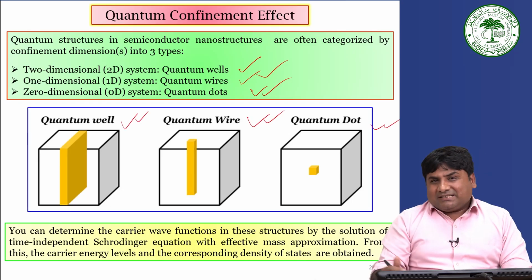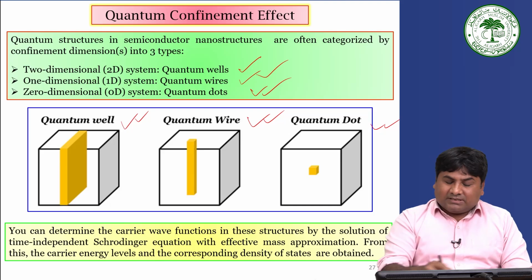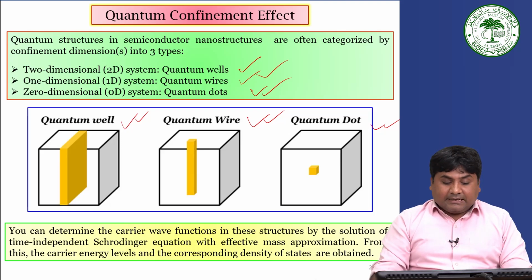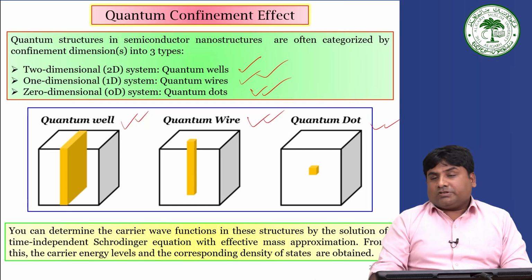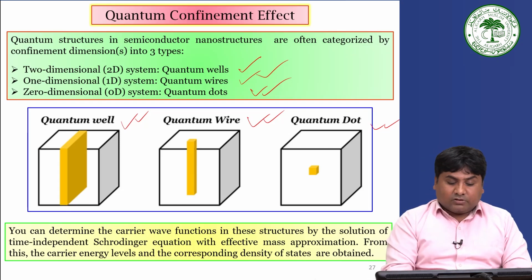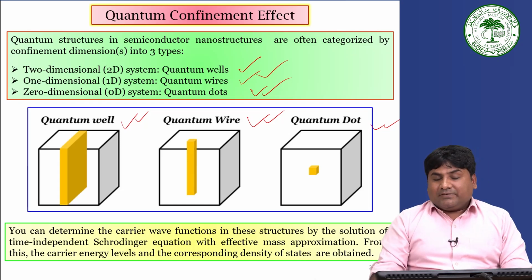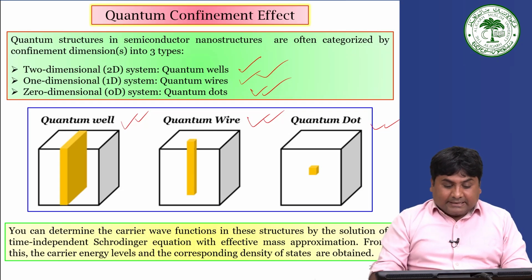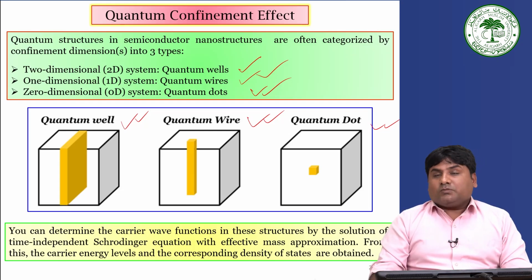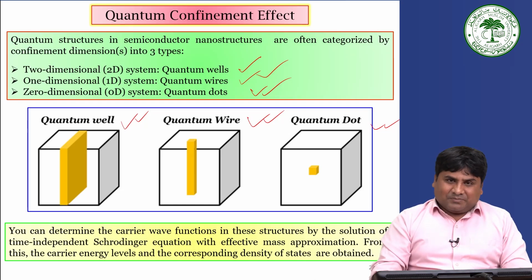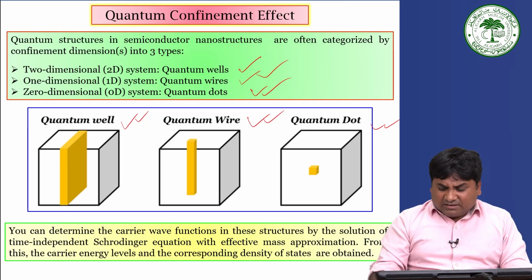You also apply the Schrodinger wave equation in all three cases, and you can get the carrier wave function in this structure by the solution of the time independent Schrodinger wave equation with effective mass approximation. Also you can get the carrier energy levels as well as the corresponding density of states from this quantum mechanical theory.